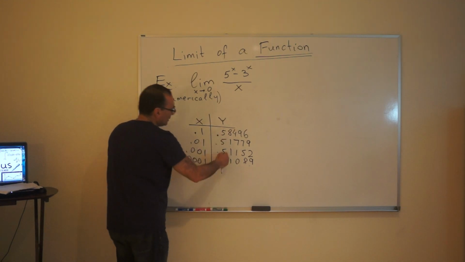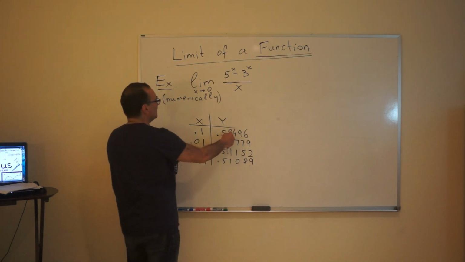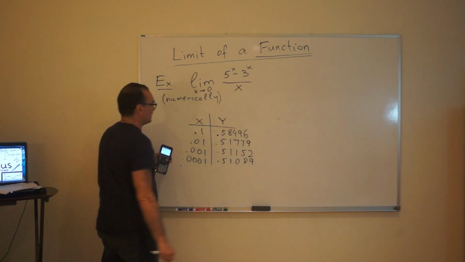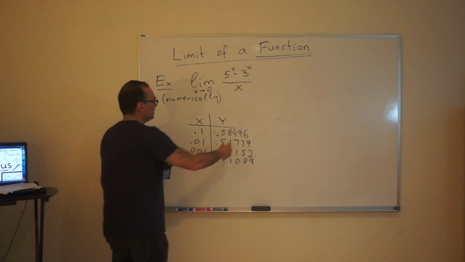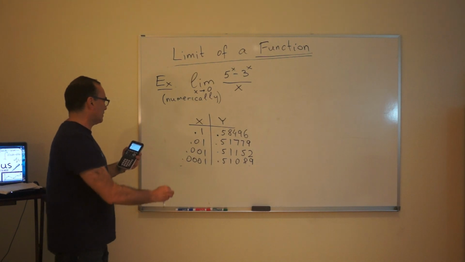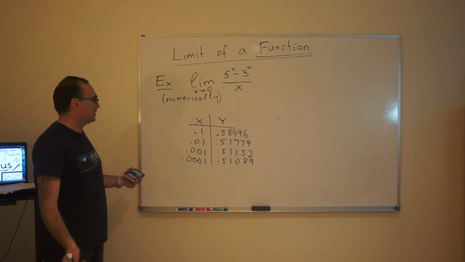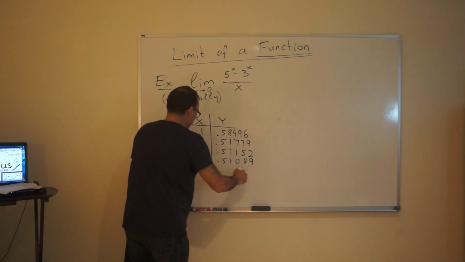Now, look at digit by digit. The first digit is 5 and then it stays that way, it never changes. The second digit was 8, then it became 1, and again, it kind of stabilizes. The third digit, 4, 7, 1, not quite clear what happens next. So let's do some more. Let's see what happens to those numbers, if they do stabilize or approach certain values.